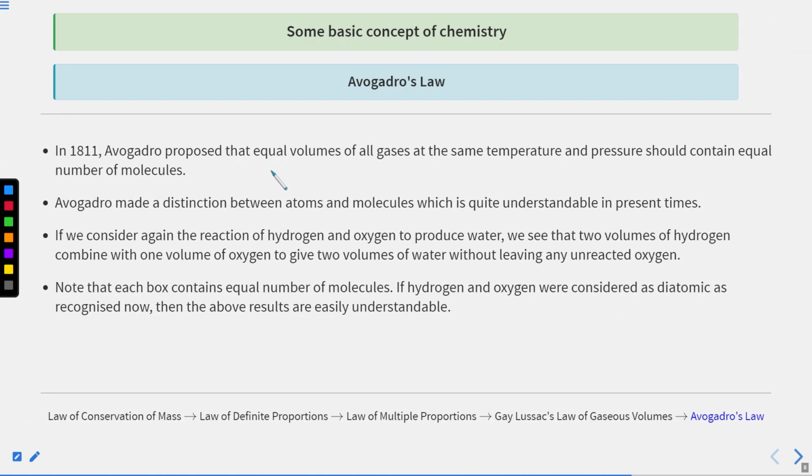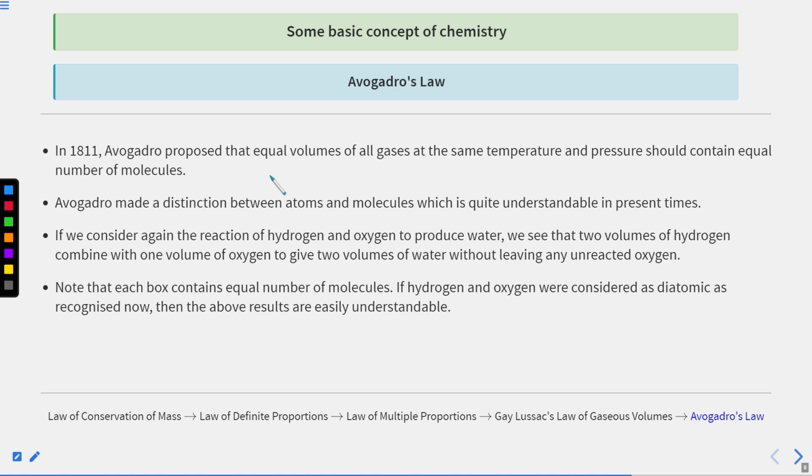Now next is Avogadro's law. What is Avogadro's law? This law is very important for your upcoming chapters also. So what does this law say? Suppose we take two gases having equal volumes, and we keep both the gases at the same temperature and same pressure. Then Avogadro's law says that they will contain the same number of molecules, right?